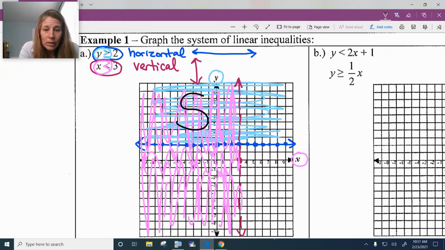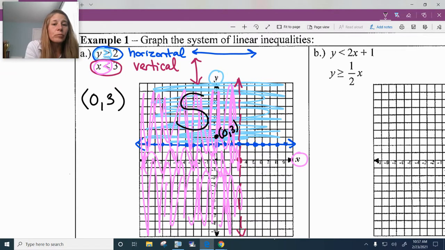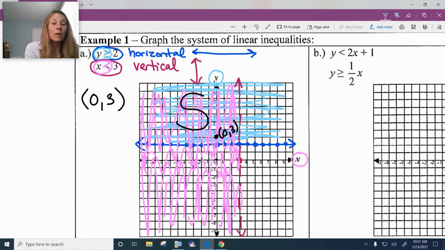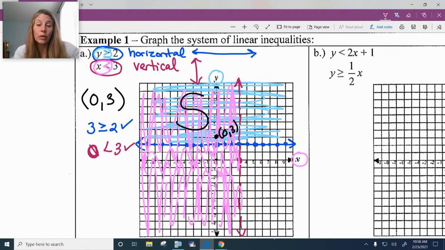So I try to pick something easy. I see my origin is there, so maybe I'm going to pick (0, 3), for instance. Now, if I pick the point (0, 3), I would just need to check it for both of these and make sure it makes them both true statements. So my y value here is 3, so this is saying 3 is greater than or equal to 2, which is true. Now I'm going to check it with my x inequality. If x is 0, 0 is less than 3, which is also true. So I know that this particular point, (0, 3), is one of the solutions.